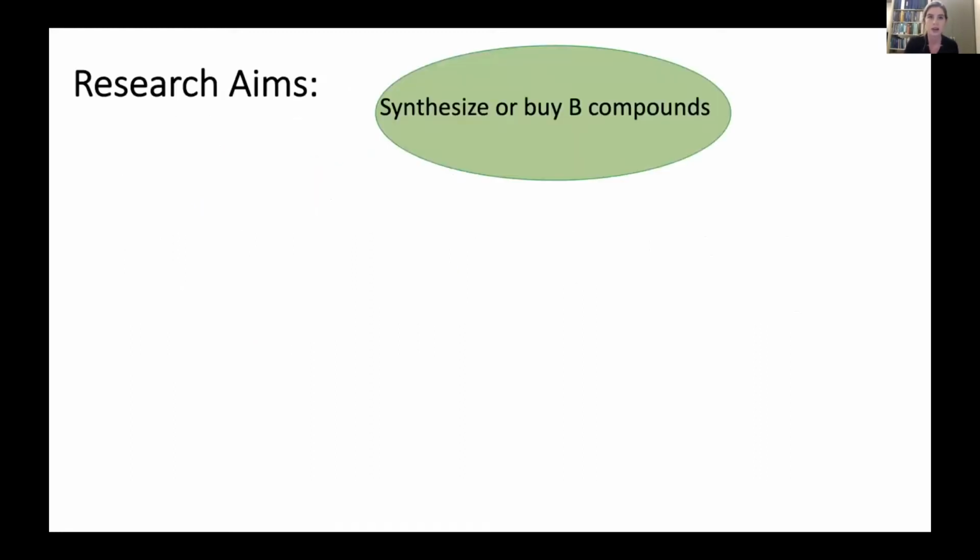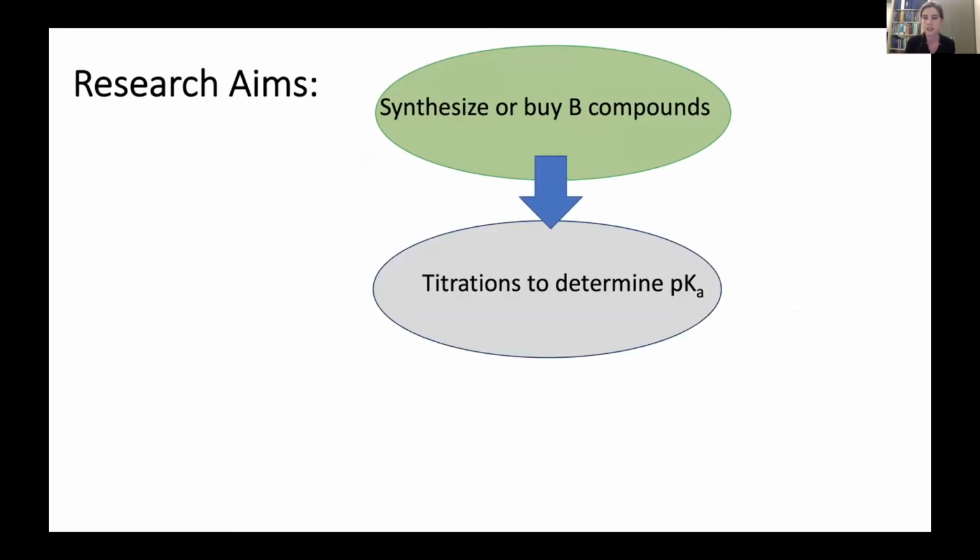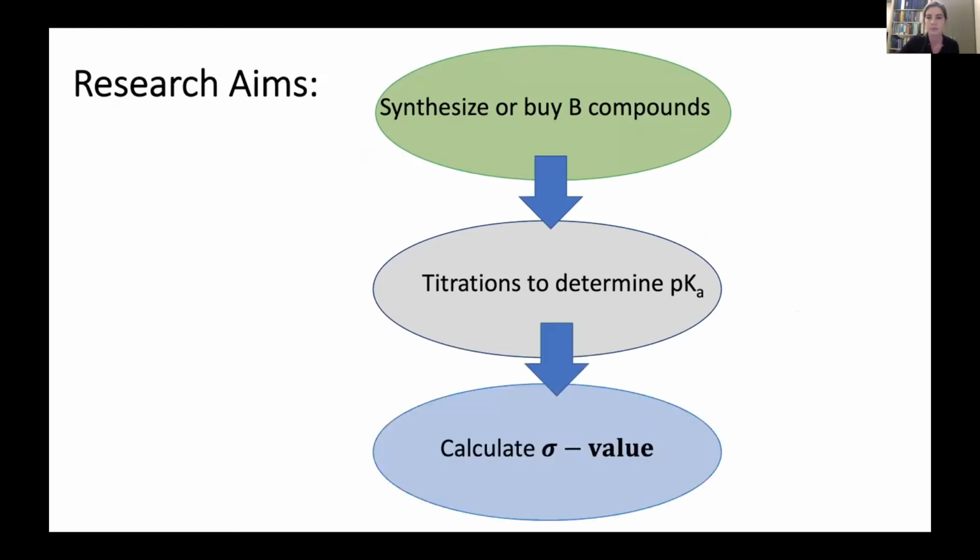So when I was doing my research, the first step was to synthesize or buy the compounds. The next was to run titrations to determine the pKa. And then lastly, I could use that pKa value to find the sigma value by comparing it to the pKa of benzoic acid.